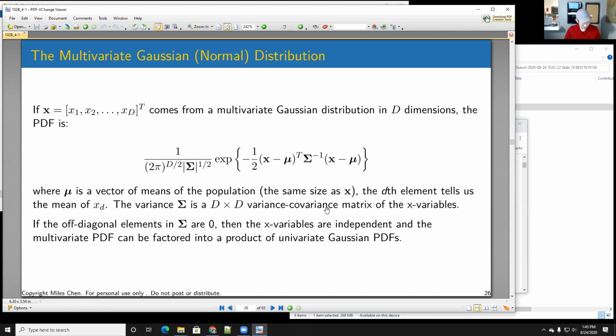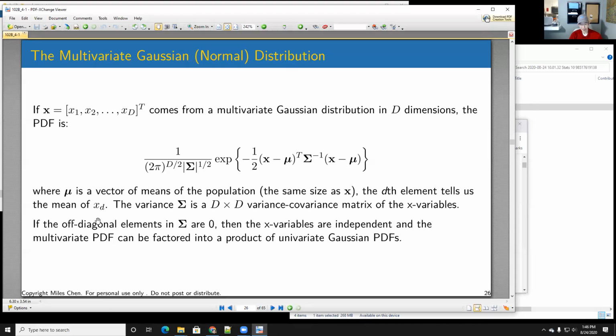So it's kind of the expected value of x minus mu squared. So what's the norm for sigma on the denominator? This thing here? Oh, I'm sorry, not the norm. It's the determinant. I said the wrong thing. This is the determinant of the sigma matrix, which kind of turns the matrix into a scalar value.